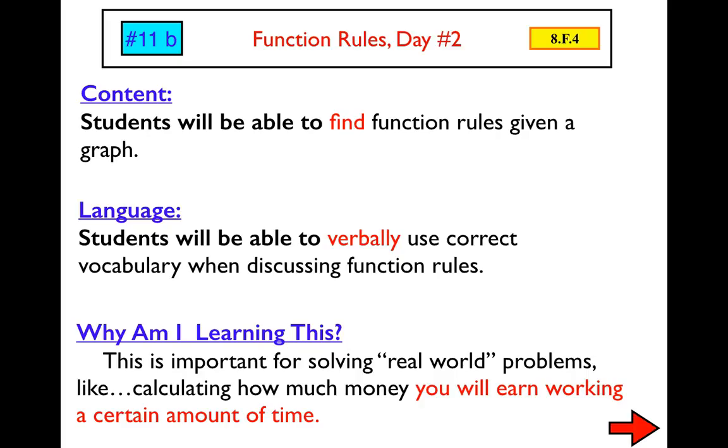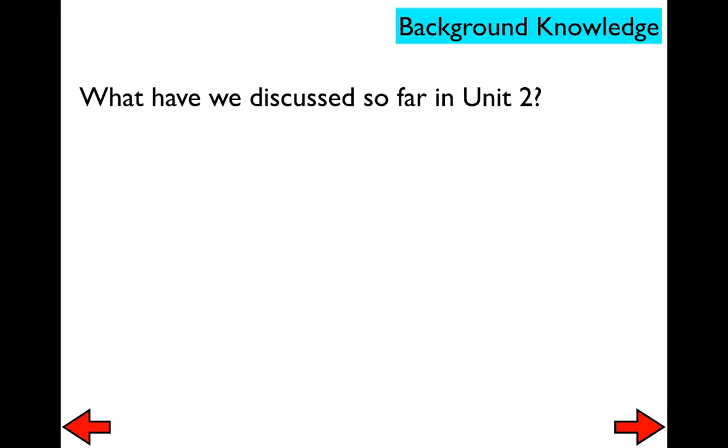And why am I learning this? Well, it's important for solving real-world problems, such as calculating how much money you will earn working a certain amount of time. So first, let's go over some background knowledge.